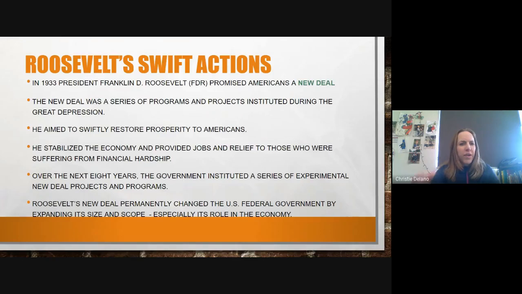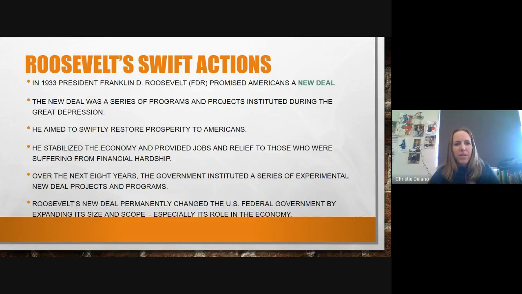So the Depression, right, the stock market crashes in 1929. It takes 3.5 to 4 years for governments to promise action. Think about that. 4 years of lack of assistance. That is devastating to a lot of people.